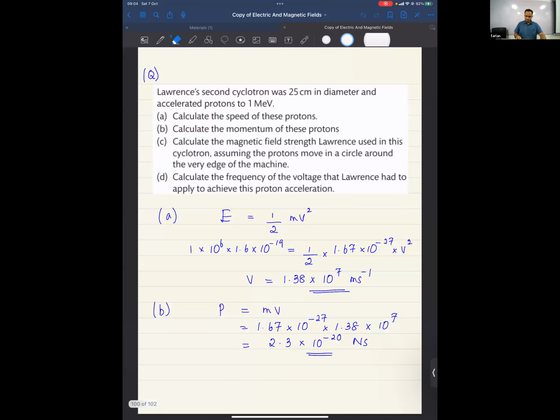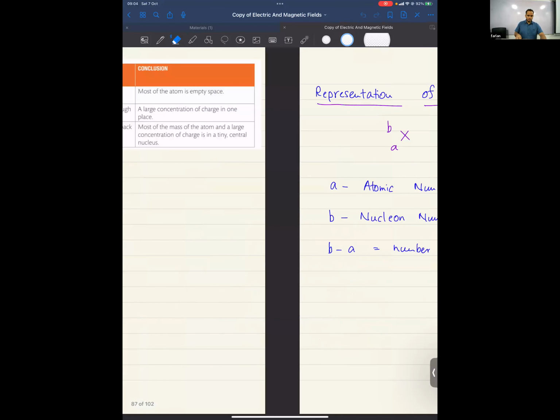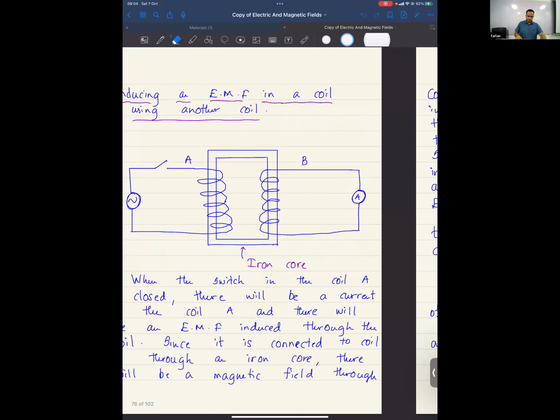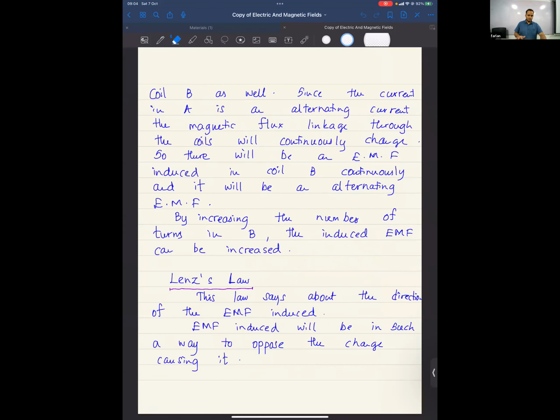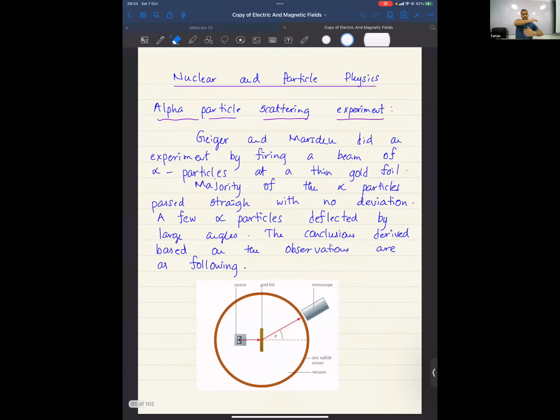What have we done? The last subtopic? We have done Lenz's law and the questions, right? All done. Okay. So we have to start nuclear and particle physics. Are there any questions or homework? No, I think last day we completed the questions.